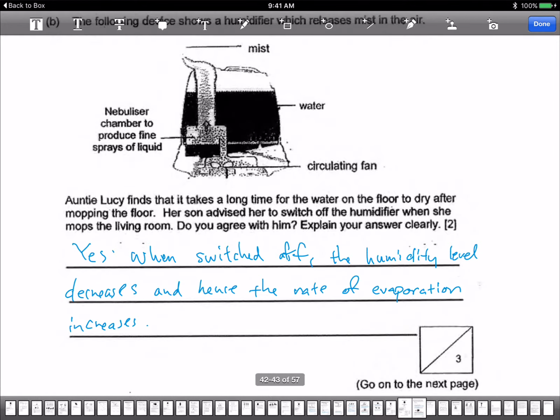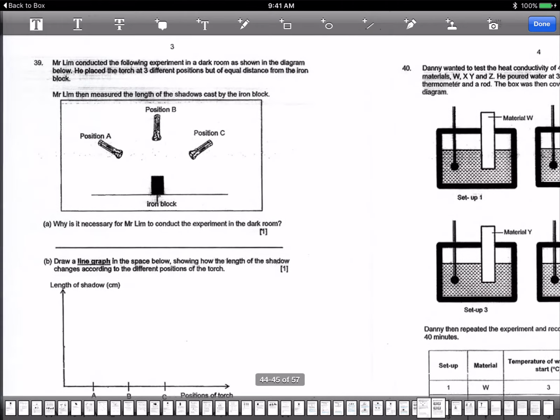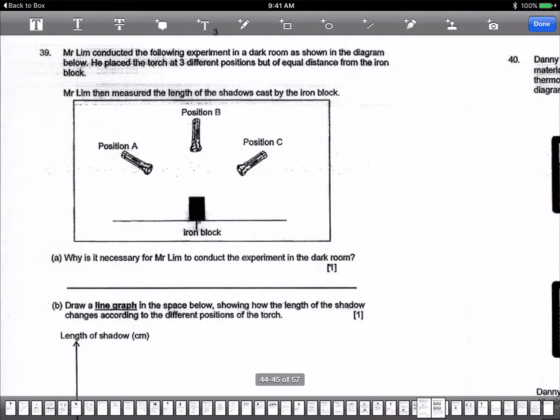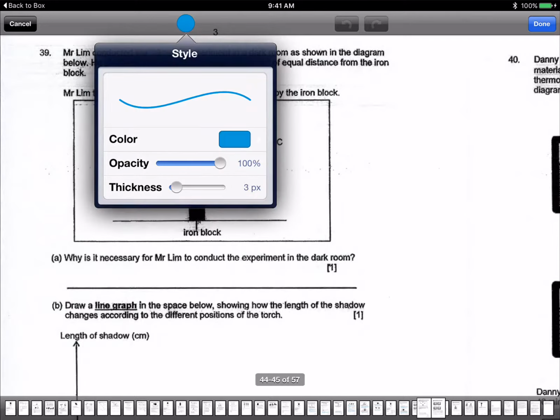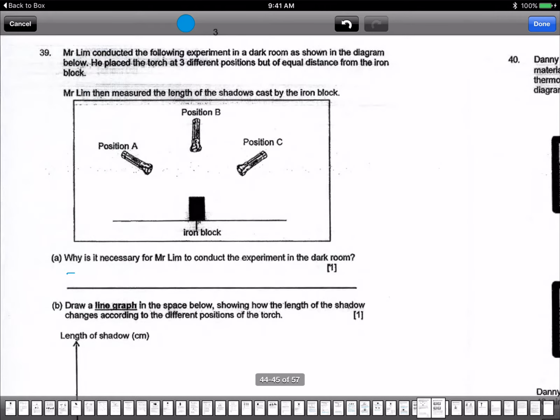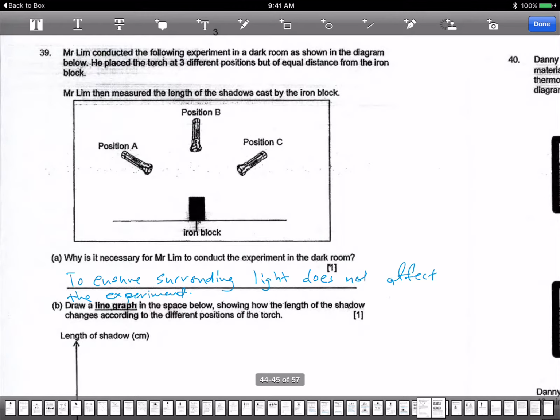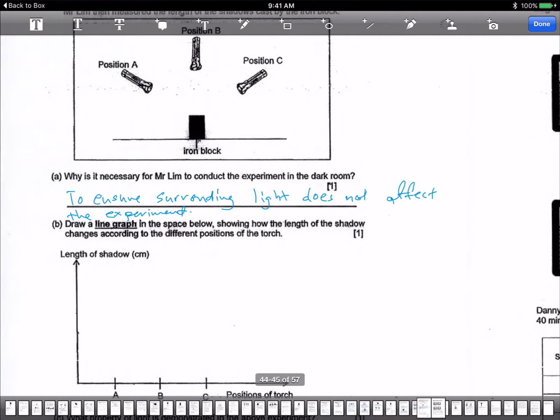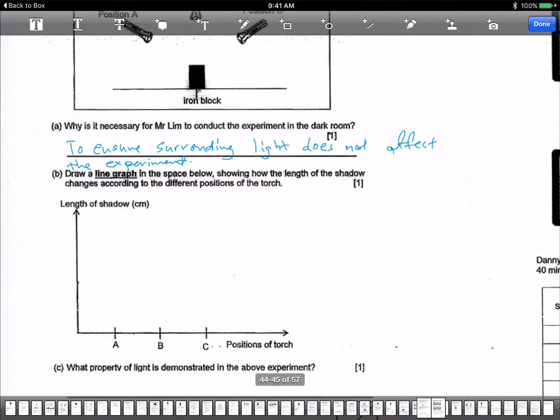Okay, next is Ryan. So that the surrounding light won't affect the experiment. Yep. Okay, so the surrounding light. Can I put to ensure that the only source of light is from the projector in the room? Yes, also can. Surrounding light does not affect the experiment results. Okay, because you want to see the shadow, so you do not want the light from other places to affect the experiment.